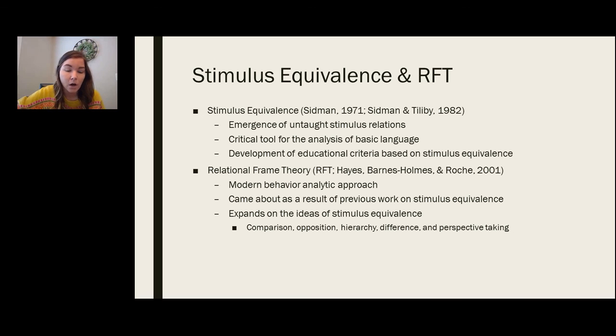And then RFT is a modern behavior analytic approach to the study of human language and cognition. It came about as a result of the previous work done on stimulus equivalence, and it expands on the ideas of stimulus equivalence, such as comparison, opposition, hierarchy, difference, and perspective taking.